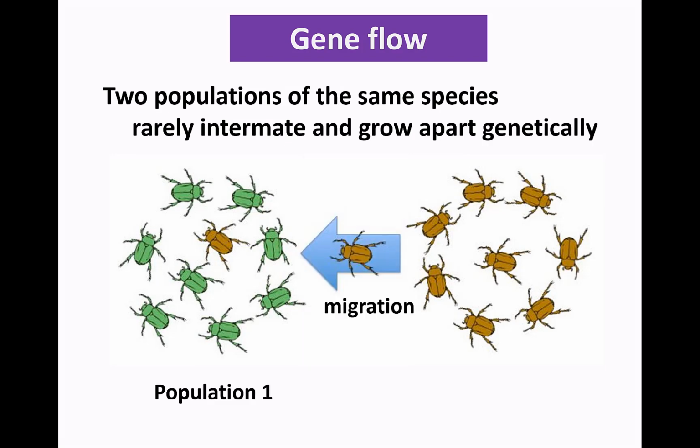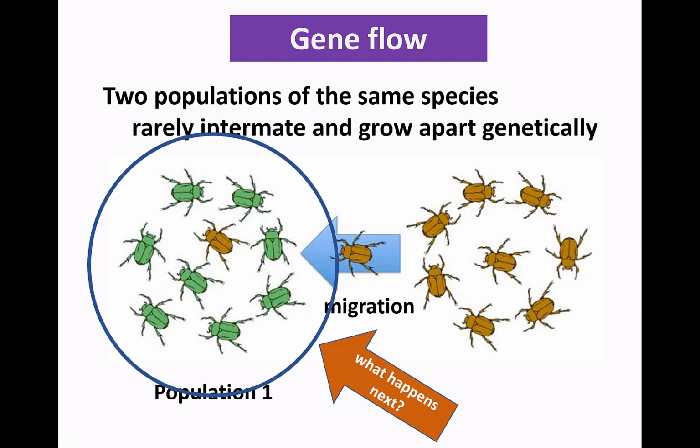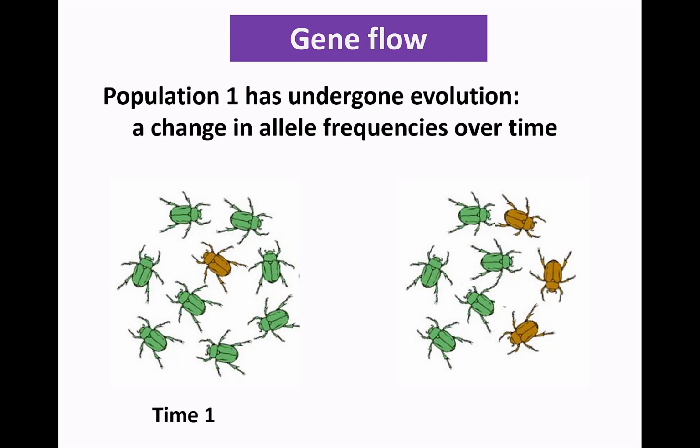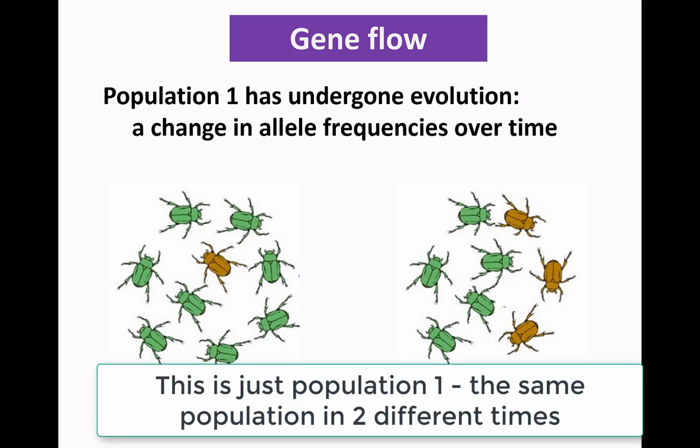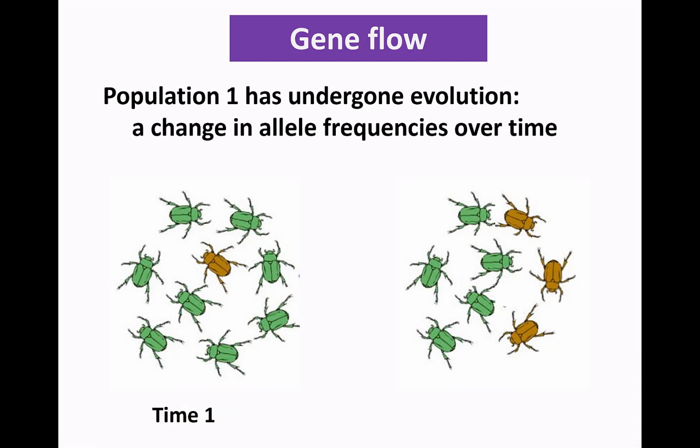Now let's say a big storm comes into the area and blows some brown beetles over to the green beetle population. Let's concentrate on this population, we'll call population 1. What happens now? Here is just that population, population 1. When we began, before the storm, most individuals were green. After the storm, the population has a higher proportion of brown beetles.